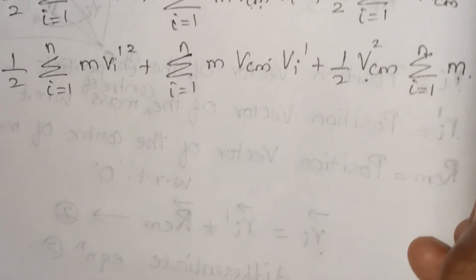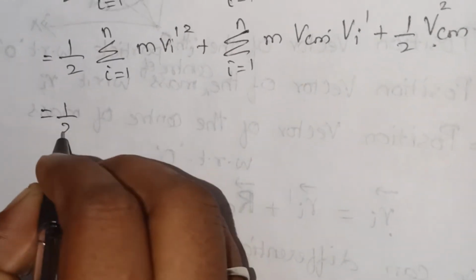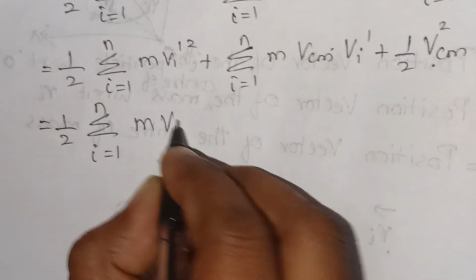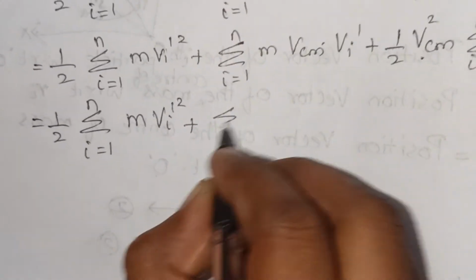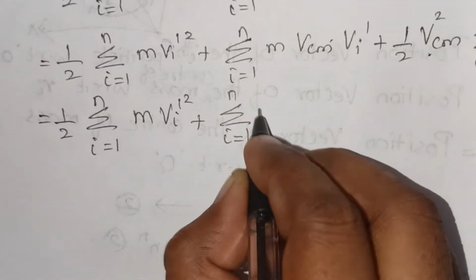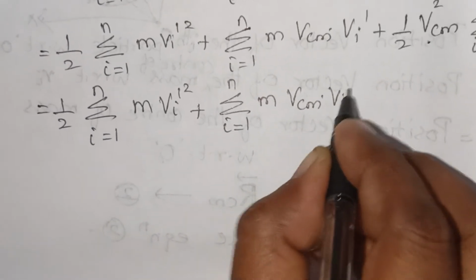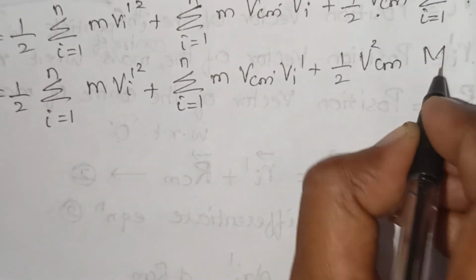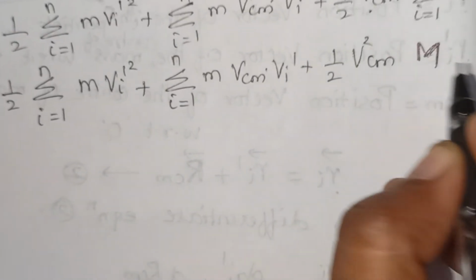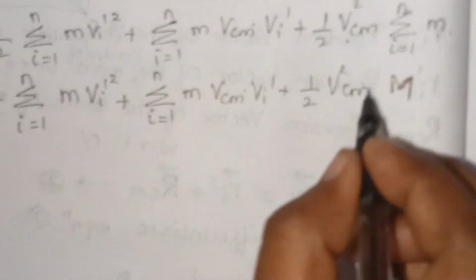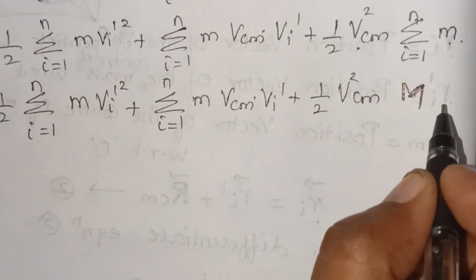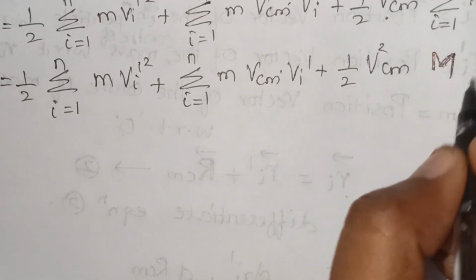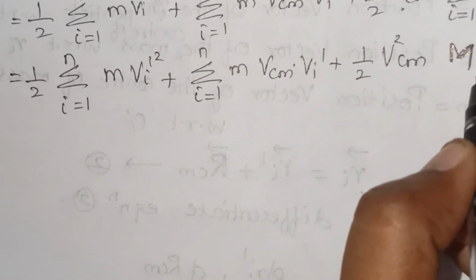So this is the total mass of the system. Then how can we write it: 1/2 summation i = 1 to n m vi' squared plus summation i = 1 to n m vcm into vi' plus 1/2 v squared cm. This is capital M. We write it as capital M because it is the total mass of the system. By adding the mass of each particle in the system, what we get is capital M.